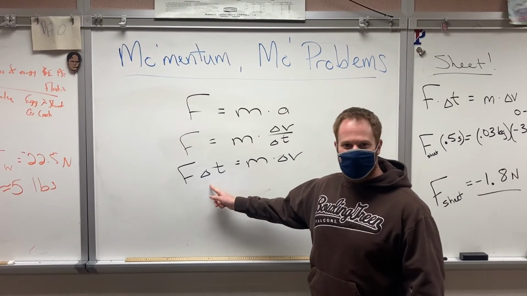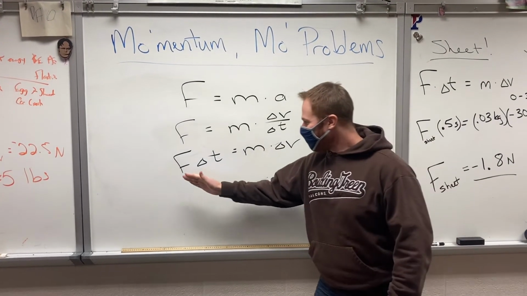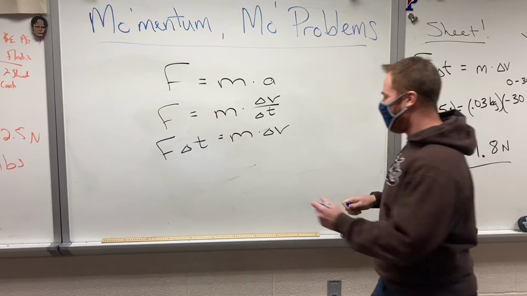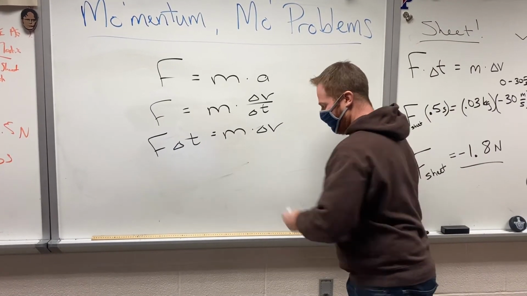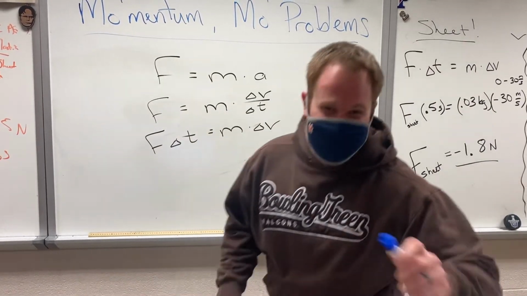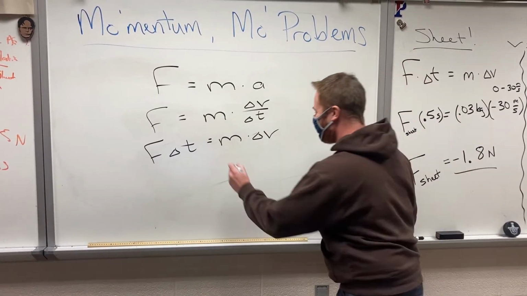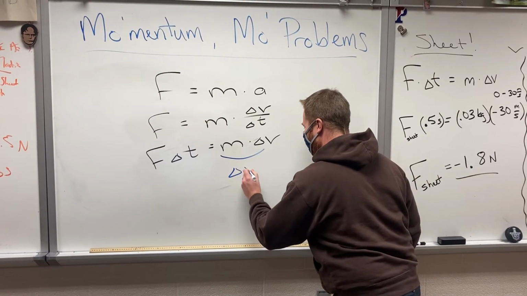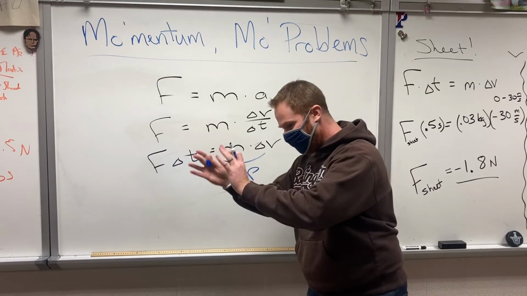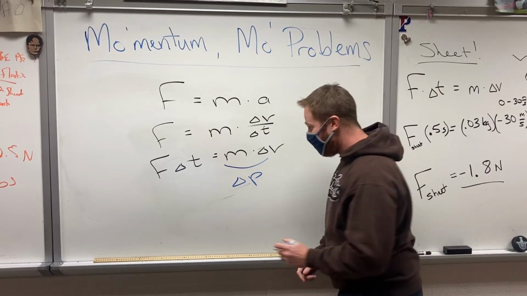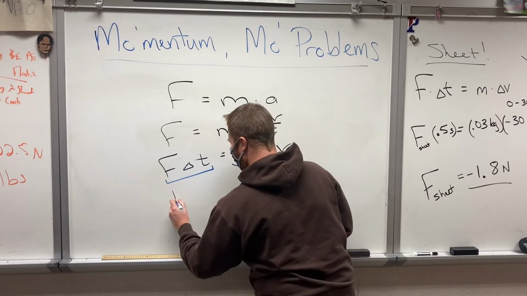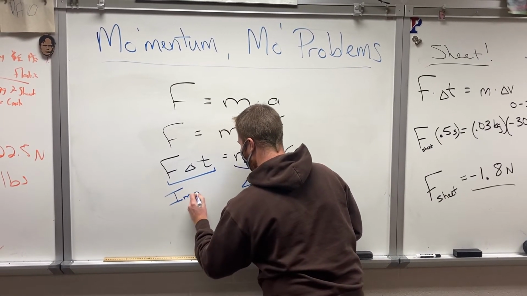We already talked about F delta t equals m delta v. Well, this quantity on the right-hand side is commonly known as change in momentum, because it's mass times change in velocity. It tells you how much momentum starts and ends. But the big thing is this F delta t quantity over here is known as impulse.